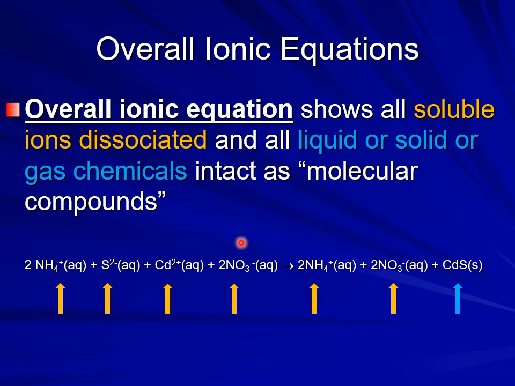Okay, this brought us to what we were calling overall or full ionic equations. And it will show all soluble ions dissociated. I think that's an orange color, but you know me in color. And then all liquid or solid or gas chemicals, which will stay intact as molecules or molecular substances, I should say, because they're not all solids, would be indicated there. So I've put all of the arrows down here color-coded, indicating that everything is aqueous except then cadmium sulfide. The cadmium sulfide is our precipitate.